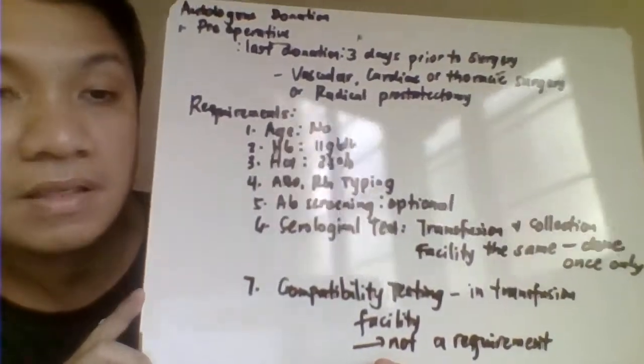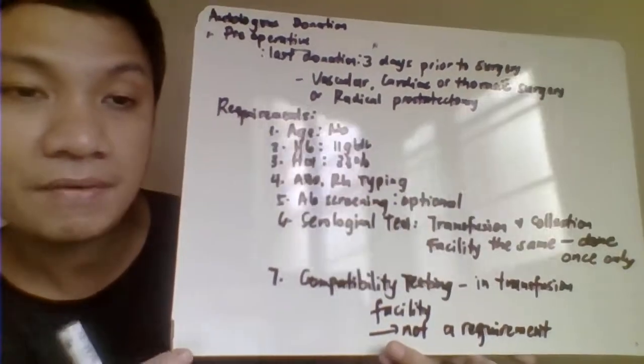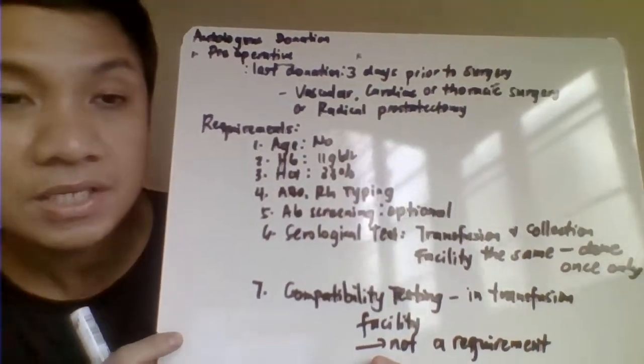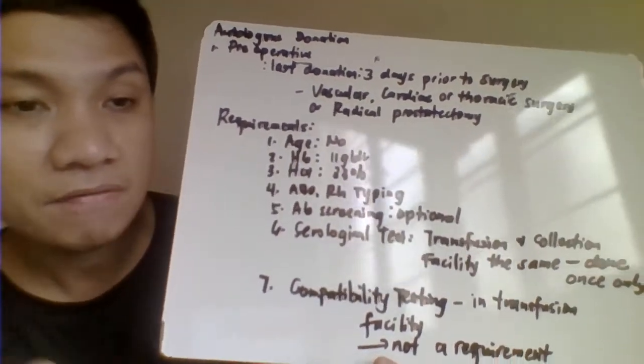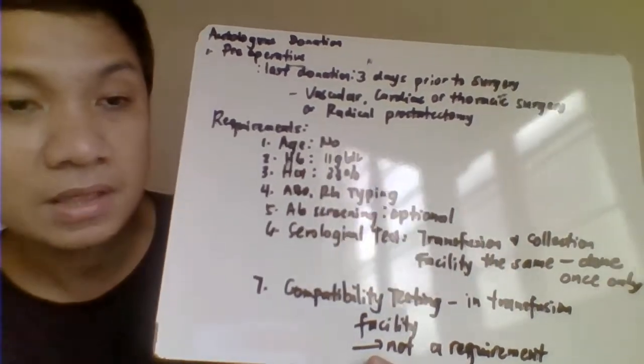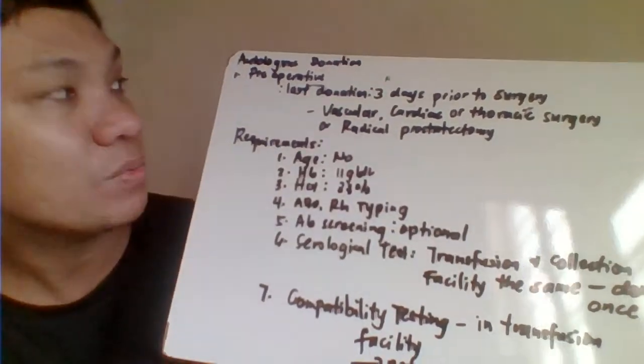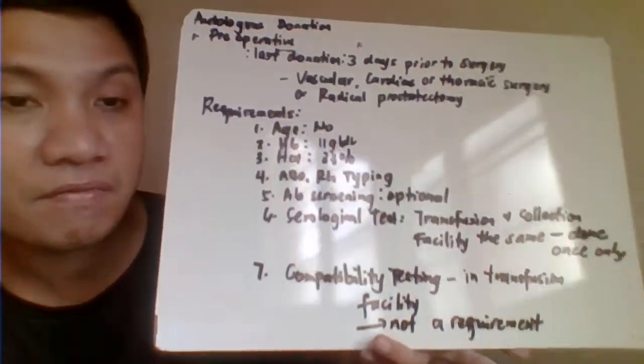Okay, then we have here the different types of our autologous donation. The first one, so we classify our autologous donation as preoperative, normovolemic hemodilution, intraoperative, and we have also here the postoperative donation. The first one, we have your preoperative donation.